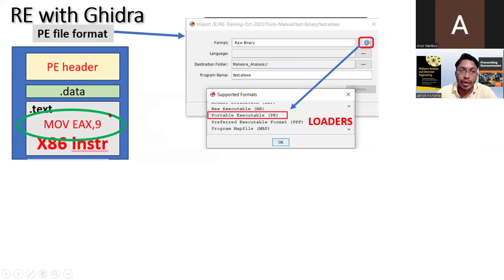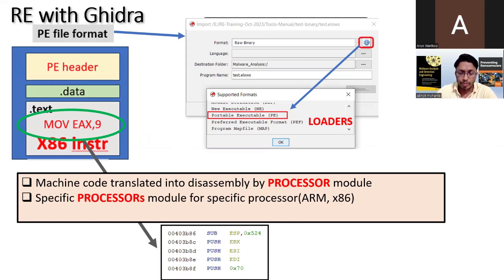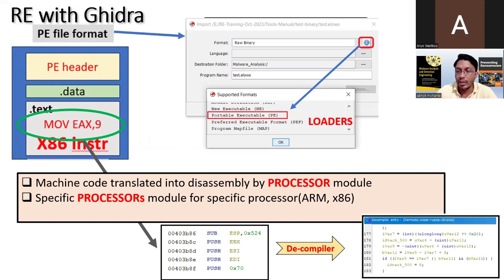And after locating the machine code, Ghidra translates this code into disassembly. This is done by the processor module in Ghidra. Ghidra has a specific processor module for a specific processor, like processors for ARM, x86, x64, and many others. These processor modules convert the machine code into disassembly. And further, with the help of the Ghidra decompiler, you can see the pseudocode.